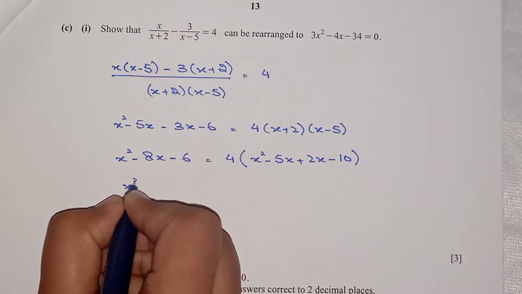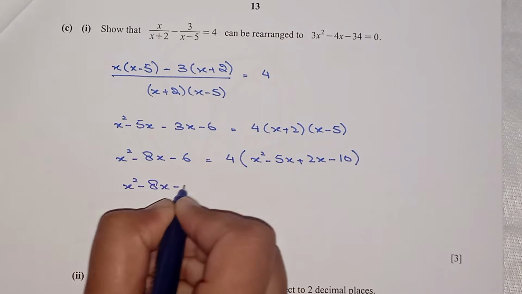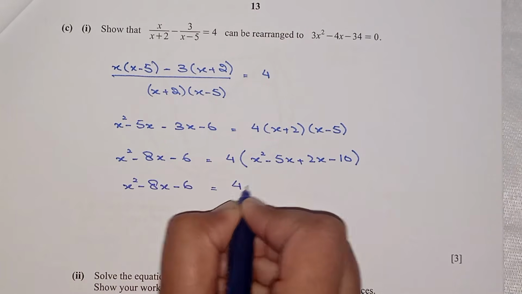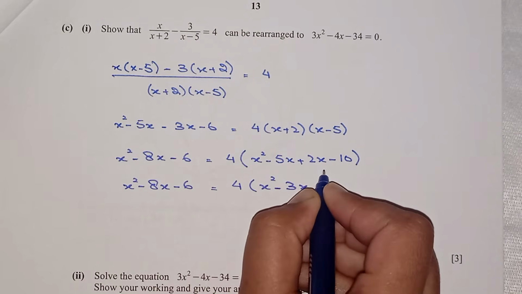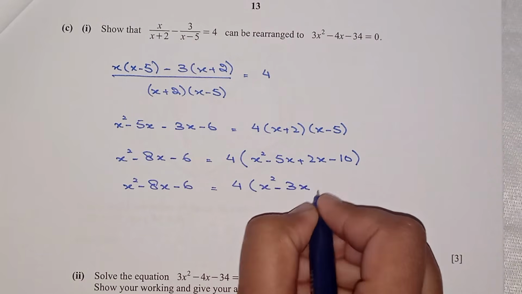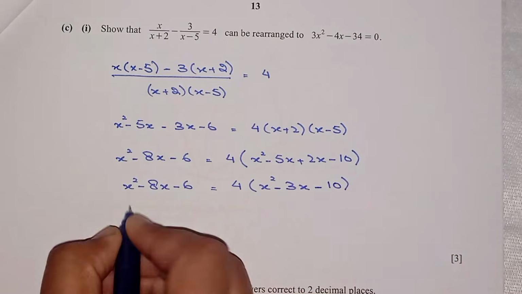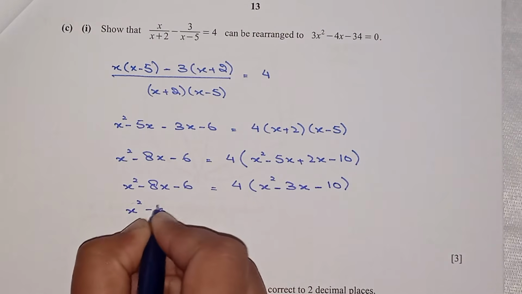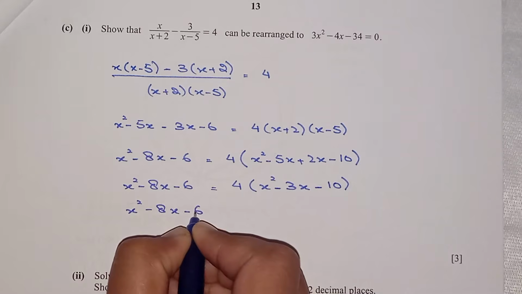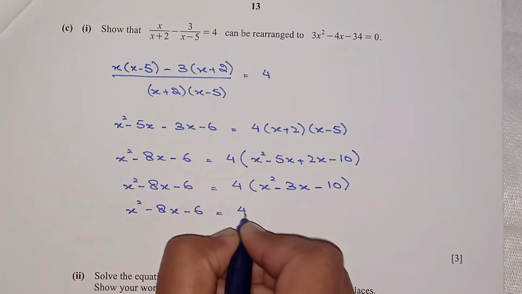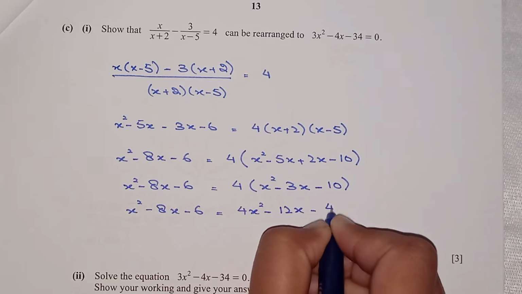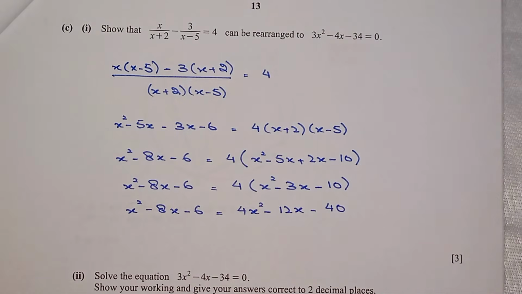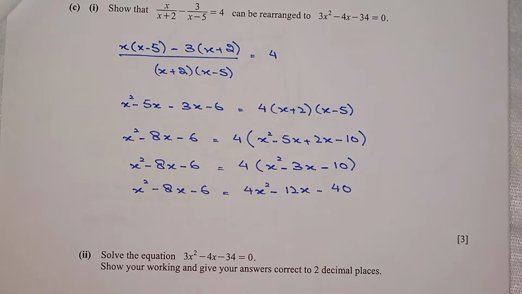Now x square minus 8x minus 6 would be equal to 4 into x square minus 3x, because 5 subtract 2 would be 3, and minus 10. So x square minus 8x minus 6 would be equal to 4x square minus 4 times 3 is 12x minus 4 times 10 is 40. Now let me shift all the terms to the left side.